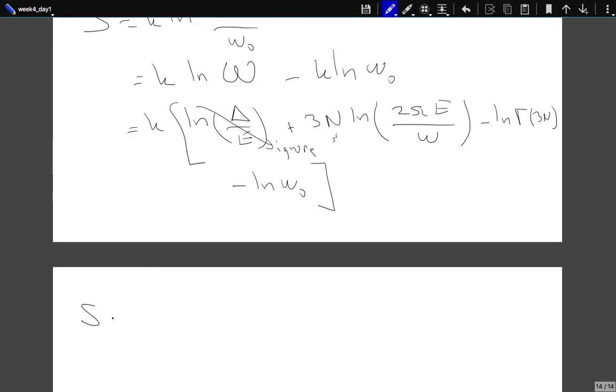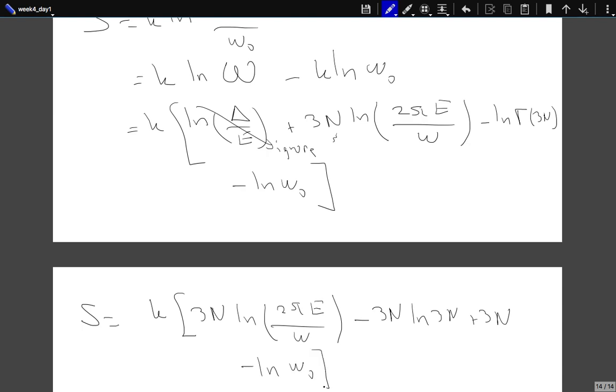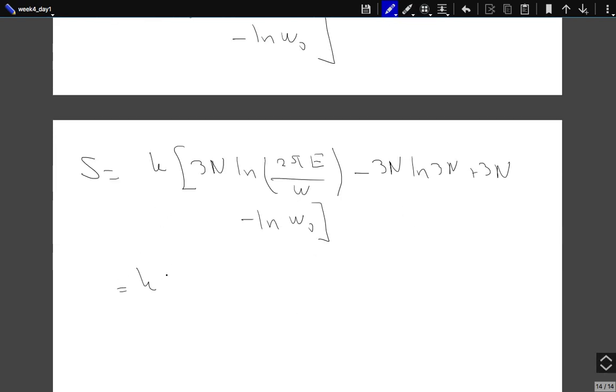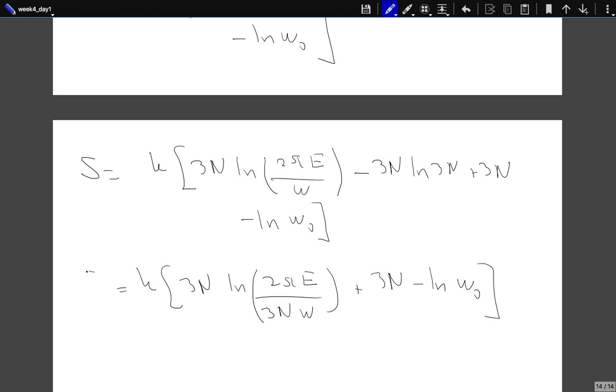So the entropy of this system in this classical approximation will be k times 3n logarithm of 2 pi e over omega minus 3n logarithm of 3n plus 3n minus logarithm of omega 0. I use the Stirling approximation for gamma 3n. Gamma 3n is just 3n minus 1 factorial. But if you remember, in fact, we also had that minus logarithm of gamma 3n for our quantum mechanical treatment. We could have also just cancelled those two. K times 3n logarithm of 2 pi e over 3n omega plus 3n minus logarithm of omega 0. This is the entropy of this system in this classical treatment.